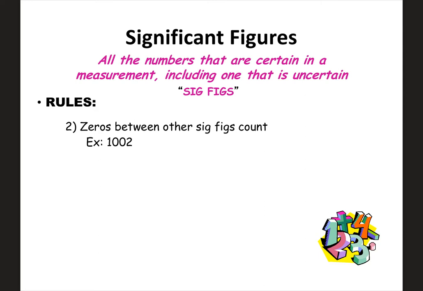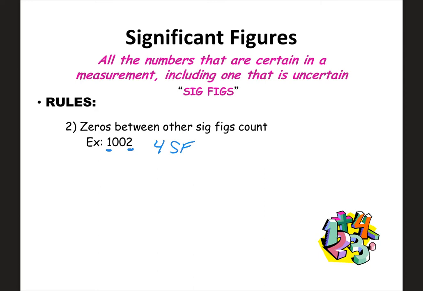All right, so for example here, the number 1002. Right? We already talked about how any number that's not a zero is significant. So this one counts, this two counts. So since these zeros are smushed in between sig figs, they would count as well. So you just count up the digits now in this number. This number would have four sig figs. All right. So any zeros that are smushed in between sig figs would count.